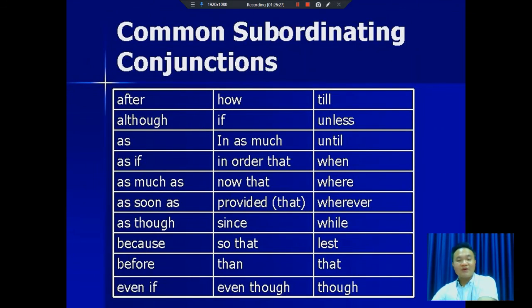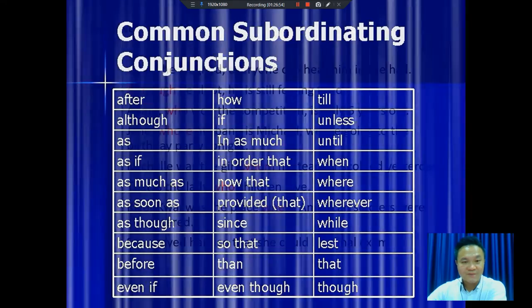Okay, now we are going to talk about subordinating conjunctions. There are so many here. As you can see from this chart, you can go through it later as well. And then we will give you examples on how to connect an independent clause and a dependent clause by using these subordinating conjunctions. Okay, now let's go to the next slide.